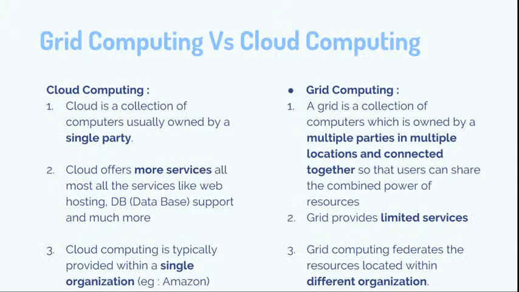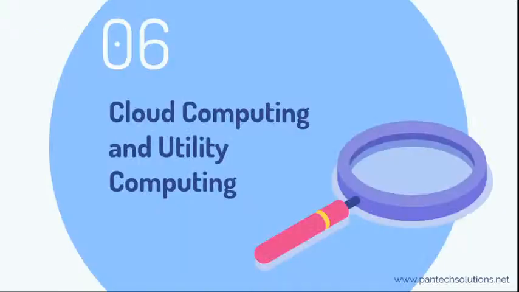Cloud computing is a single party cloud source, but grid computing has multiple party cloud sources. Cloud computing has more services, but here we have limited services only. Cloud belongs to a single organization, while grid belongs to different organizations.